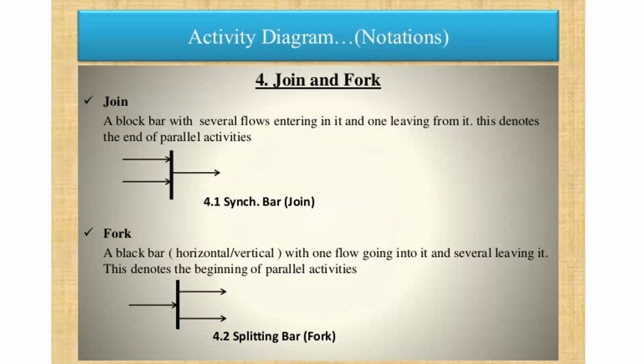One of the notations for synchronizing various actions into one is called the synchronization bar. There are two types of synchronization bar, join and fork. For the fork, as the name itself suggests, it is a fork-like structure. We have one input and many outputs, two outputs, through a black bar, a horizontal or vertical line, called the synchronization bar. Join is the opposite of fork: you have two or more inputs and one single output leaving from that to another activity.